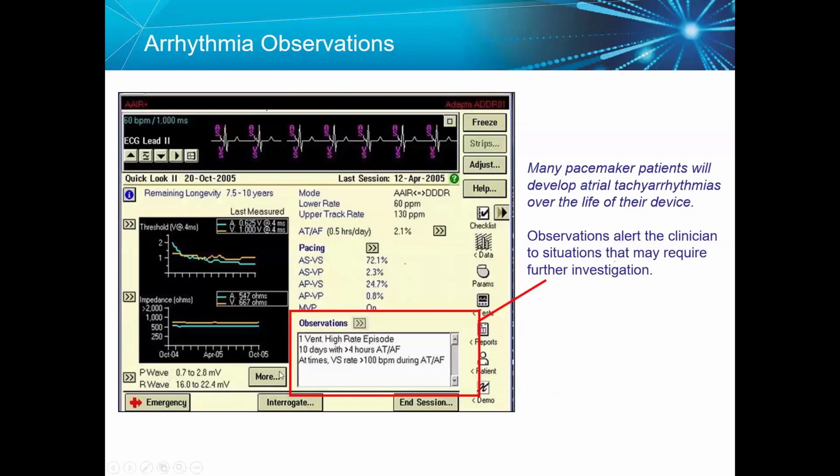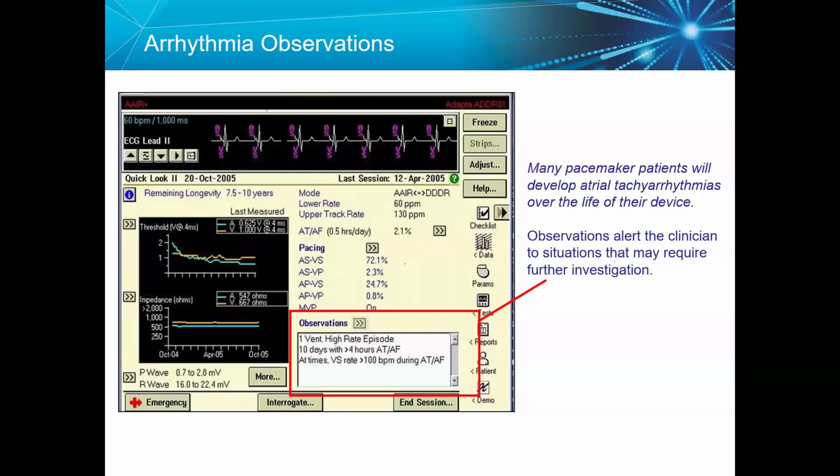Here in observations, there is one ventricular high rate episode, 10 days with 4 hours of atrial tachycardia or AF, at times with ventricular sensed rate more than 100 beats during atrial tachycardia or AF. This means that they had rapid AF conduction and also had AF, so it gives a lot of information. Okay, we should go through every event or every observation and see if this is true ventricular high rate or AF with fast ventricular response.